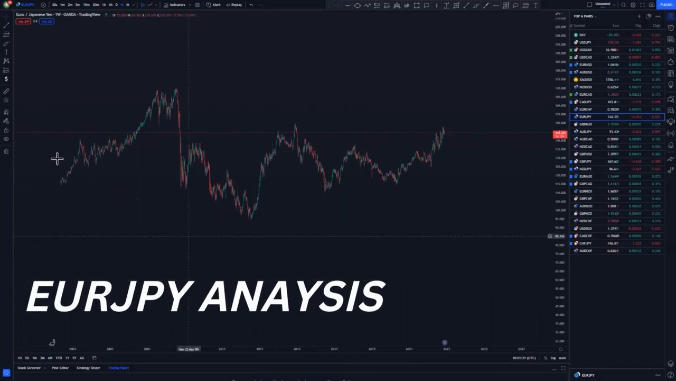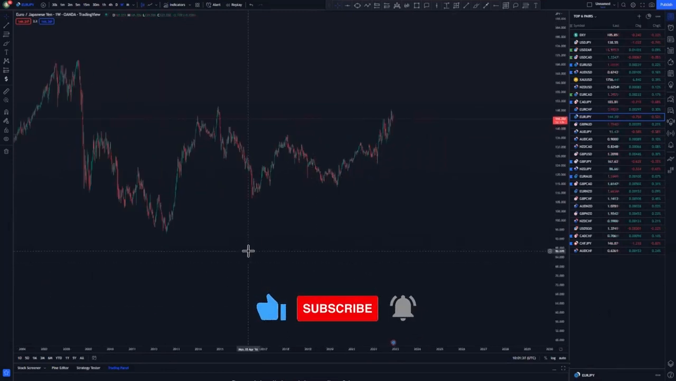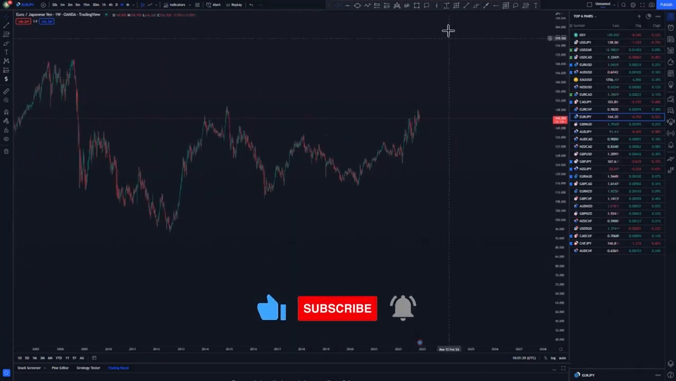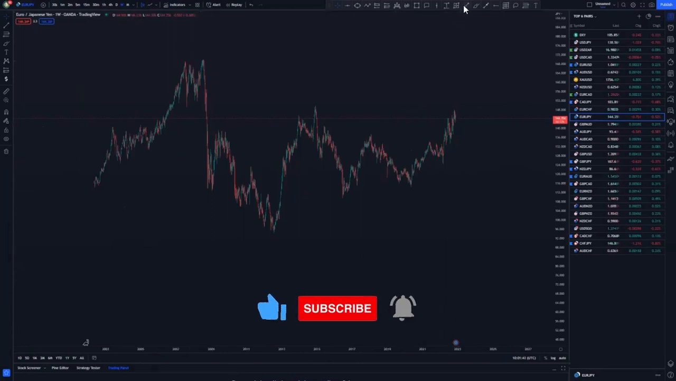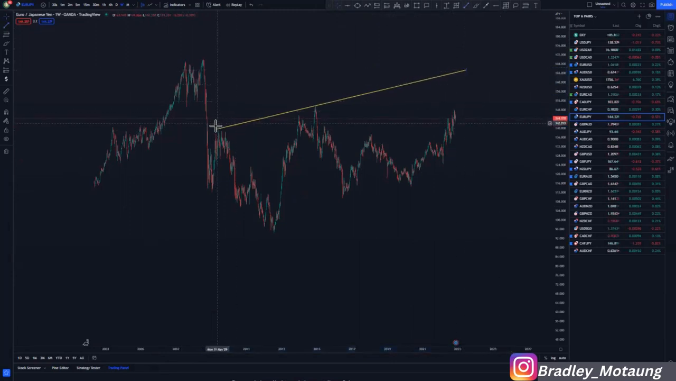So guys, I decided to make a video on EUR/JPY prices because I see most of you are interested in taking a trade on this one. So on the weekly chart, like I was teaching you yesterday, we can draw out the overall structure, which is this one here.